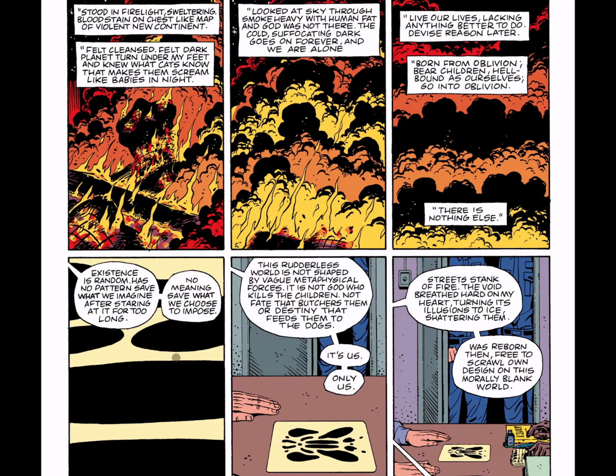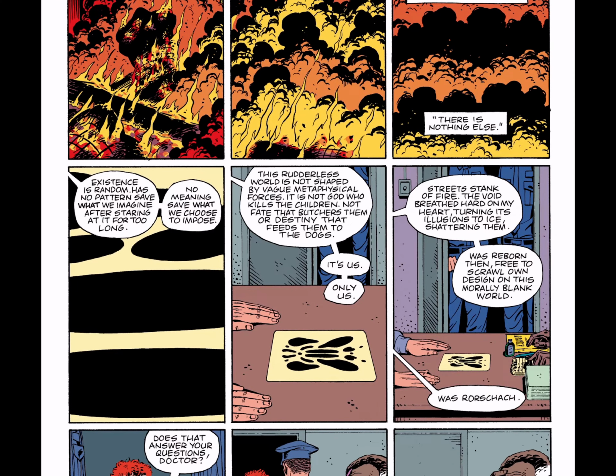There's nothing else. He says existence is random, has no pattern save what we imagine after staring at it for too long. No meaning save what we choose to impose. So notice that idea of choice is very important. That comes to the existentialist idea of freedom. There is no inherent meaning. You'll never be able to prove that one thing means more than another. It's all about what we choose to give meaning in the world, right?